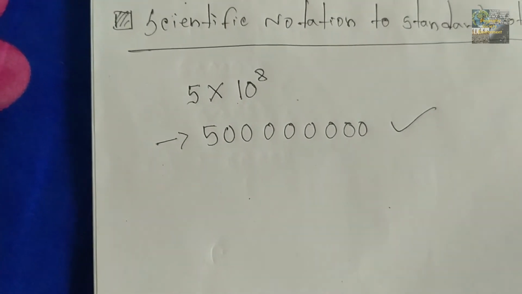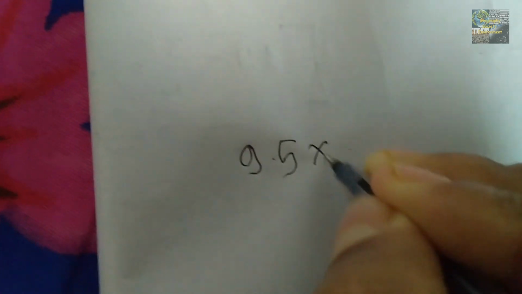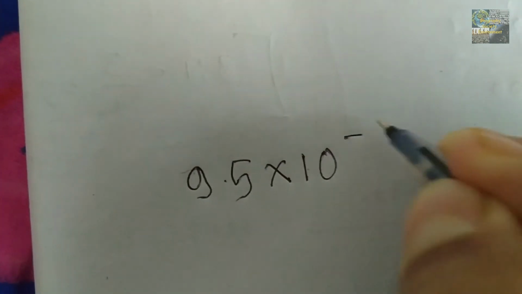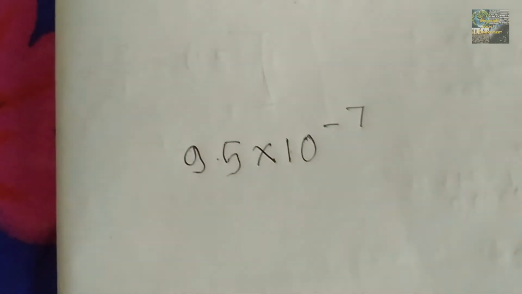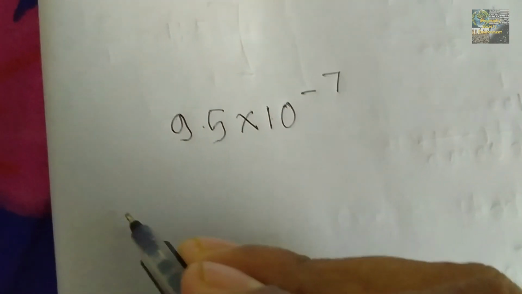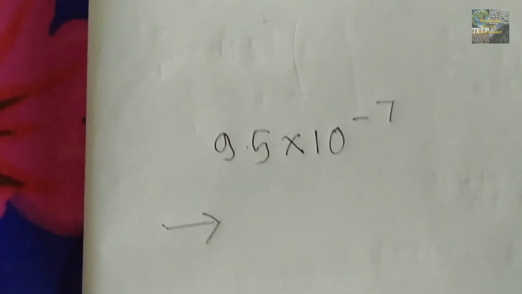Now I am dealing with a negative scientific notation. I'm going to convert a negative scientific notation into standard form. I am writing negative 9.5 into 10 to the power minus 7. You can see that this is a negative scientific notation, and I am going to convert this scientific notation form into a standard form.